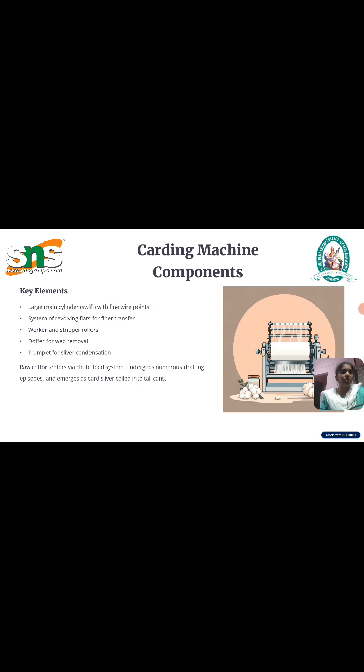Next is the carding machine. This is the carding machine. It has multiple cylinders like rollers. The fibers are passed in between them, so that the fiber gets a clearer form.